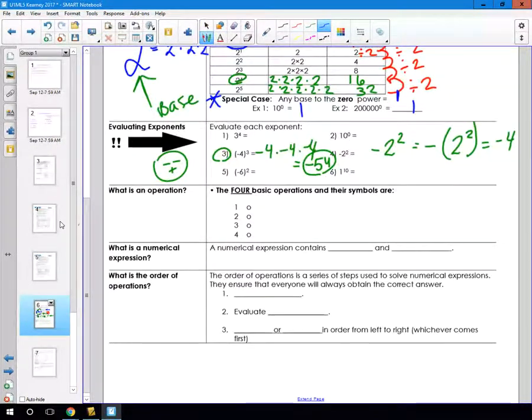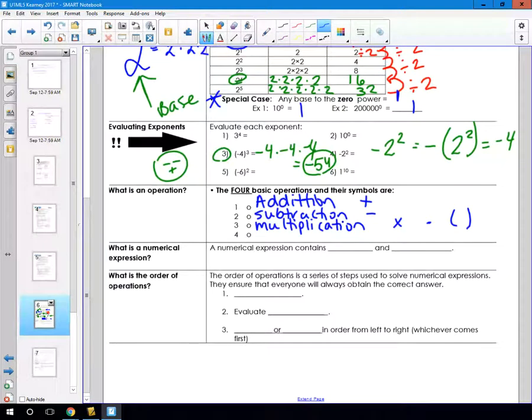So the 4 basic operations are addition, and addition is just simply a plus sign. We might have subtraction, multiplication, and multiplication can be a little cross, it can be a dot, or you can use parentheses. Okay, and the last one is division, which can either be like this, or you might use a fraction bar.